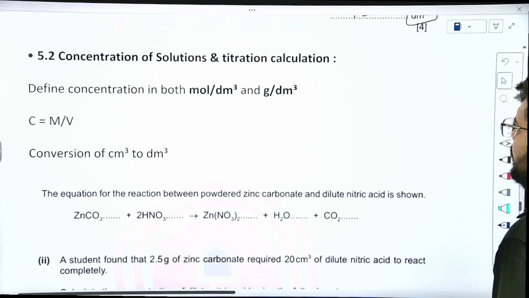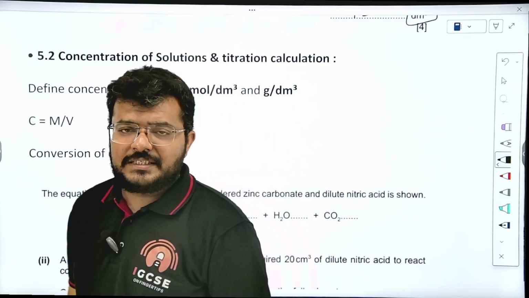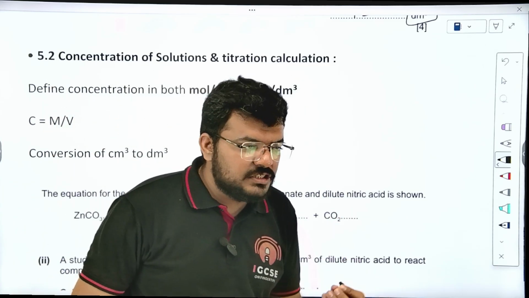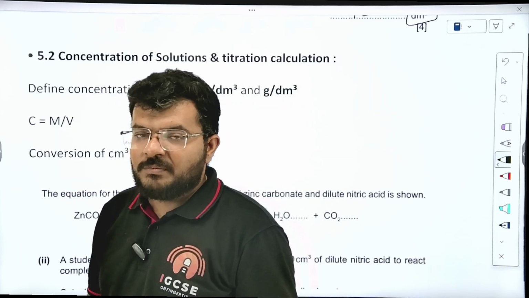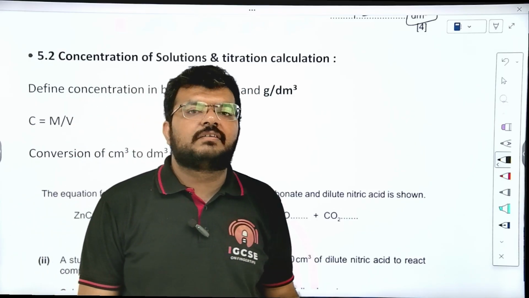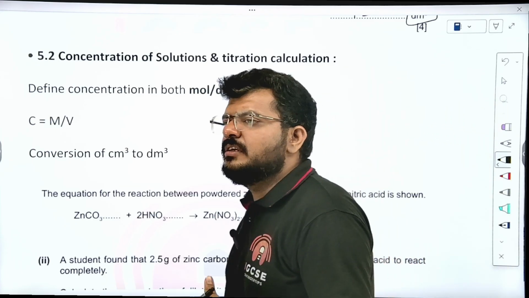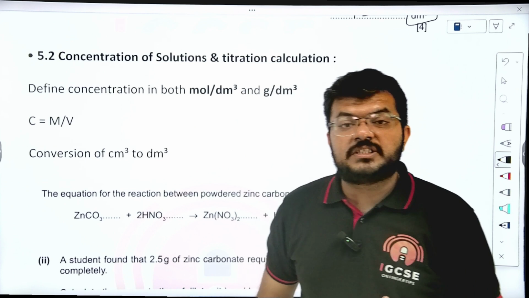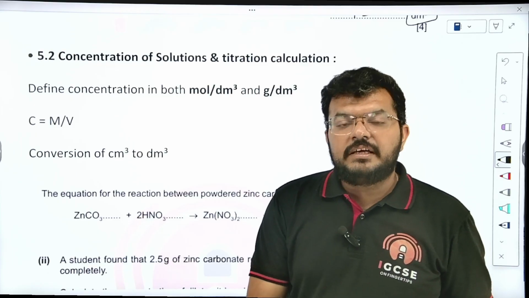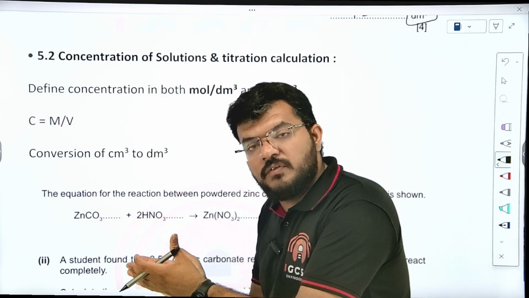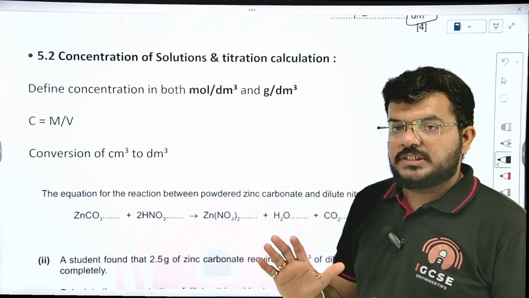The second question is concentration of solution and titration calculation. Now we've already discussed this. In a reaction, if I want anything to react as quickly as possible, I need to get the particles of those reactants to collide with each other. We already know that we can increase the rate of reaction by making it powder, increasing the concentration. Concentration is when some solid is dissolved in a liquid and we find how many moles of that solid is dissolved in how much volume of that liquid. That is known as concentration.